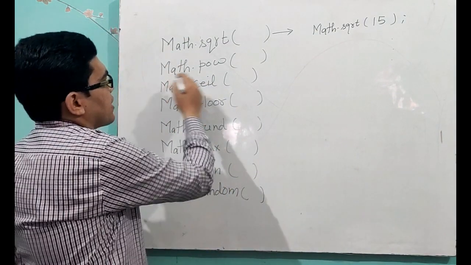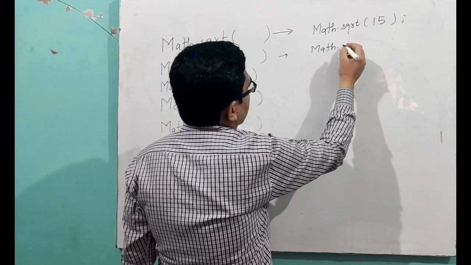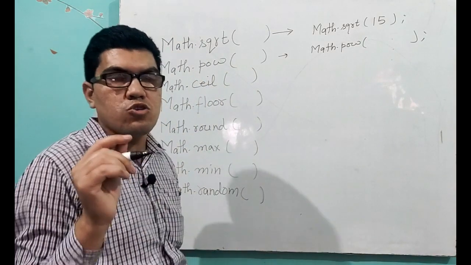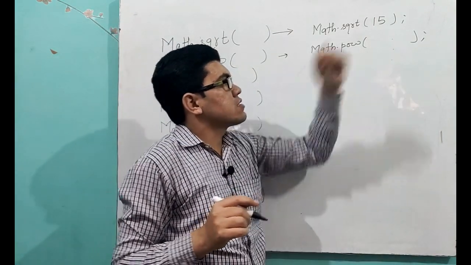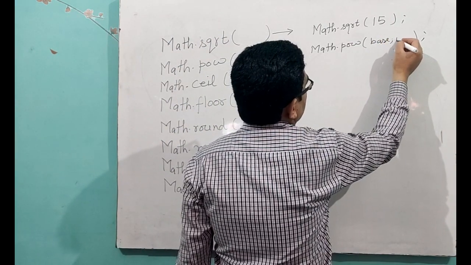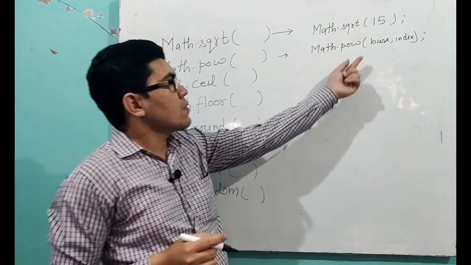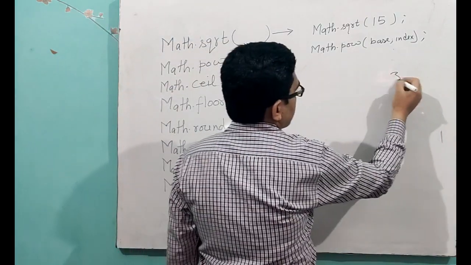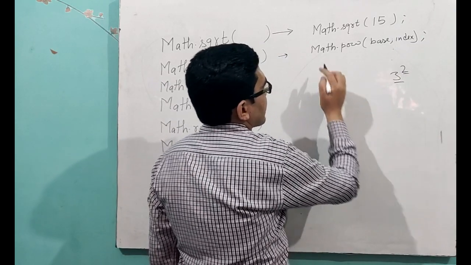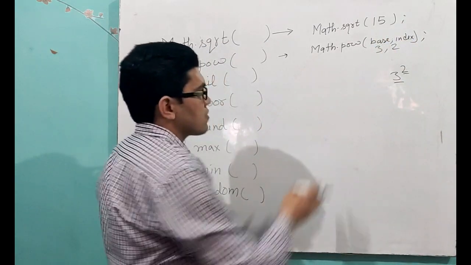The next function is the Math.pow function. This function is used to calculate the power value of a number. In this function you have to write two arguments. The first argument is the base, the second argument is the index, separated by a comma. Suppose you want to calculate 3 to the power 2. So the base is 3 and the index is 2. So you will write Math.pow(3, 2) in parentheses.